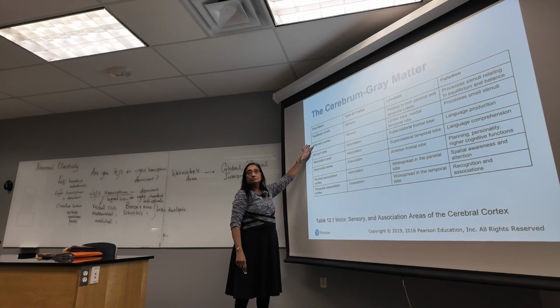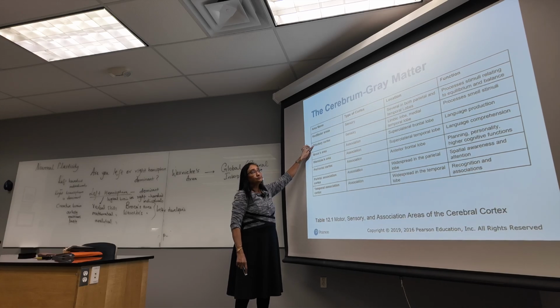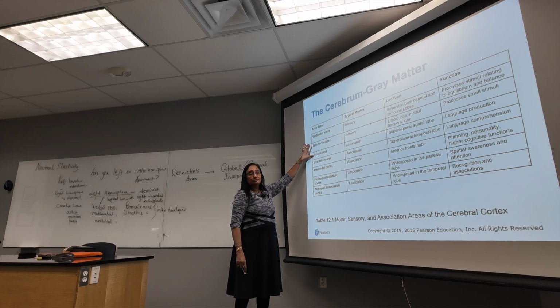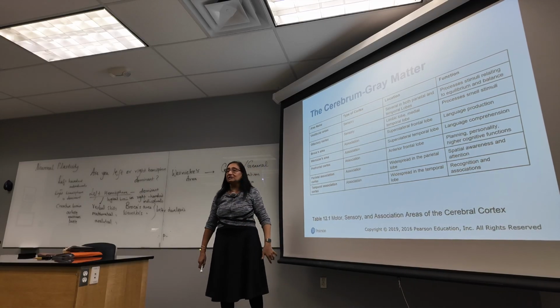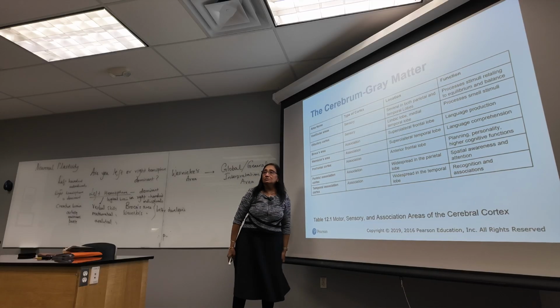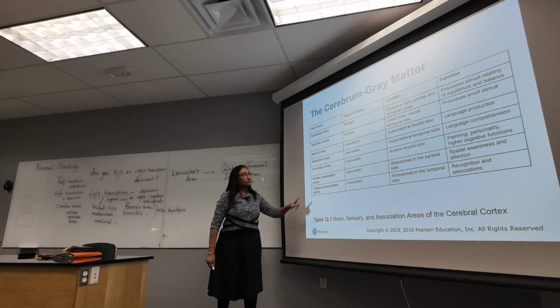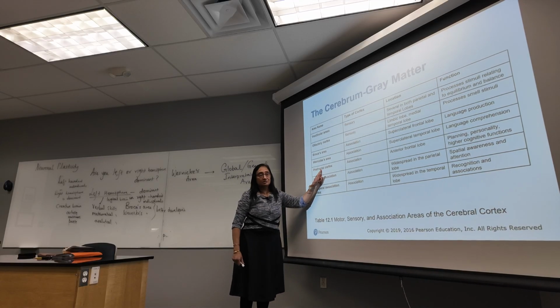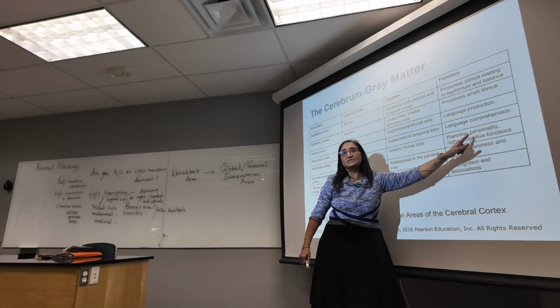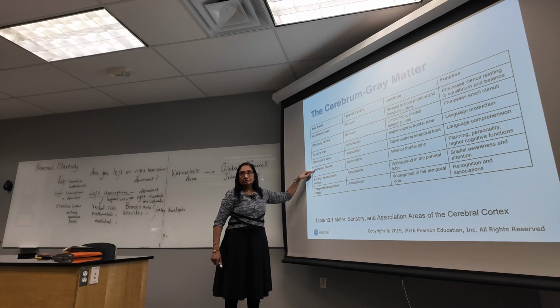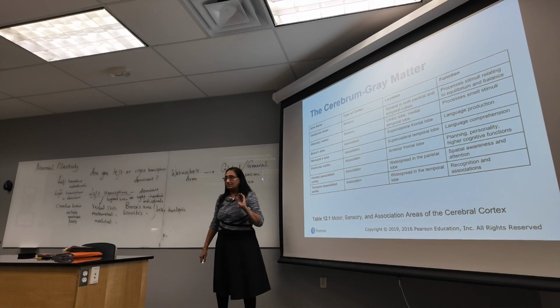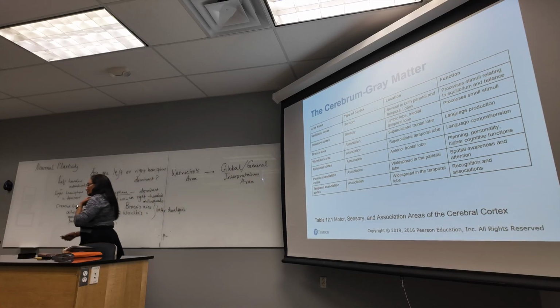Olfactory, okay, Broca's, vernix. Okay, these are the ones that I want you to know. And of course prefrontal cortex, prefrontal, because it's for planning, personality, and higher functions. So know these well.